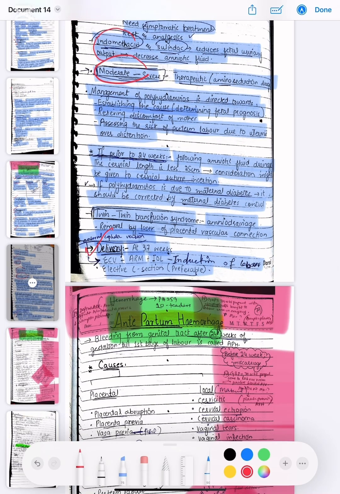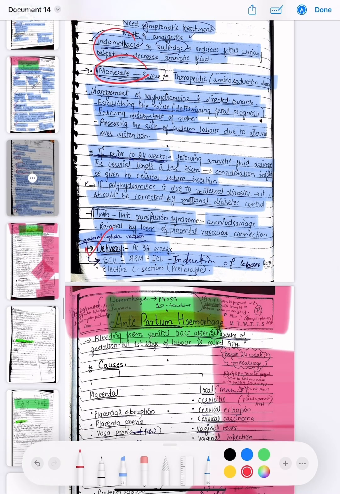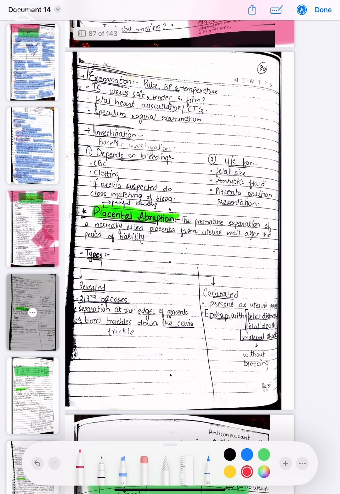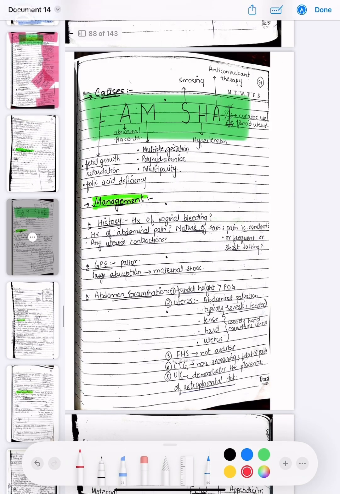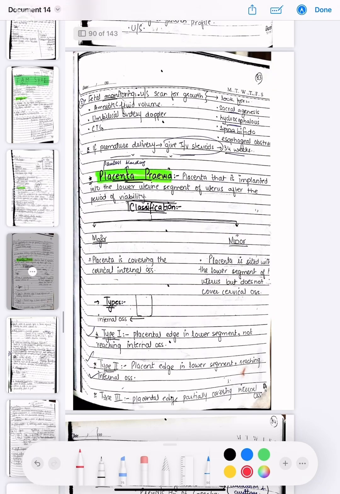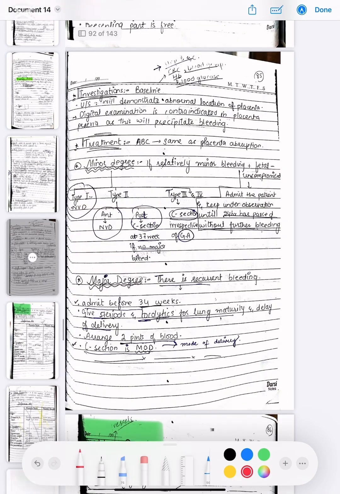In the next section of the video, we will discuss the antepartum hemorrhage and the placental abruption and the causes of the antepartum hemorrhage and other disorders or defects related to the OBS.